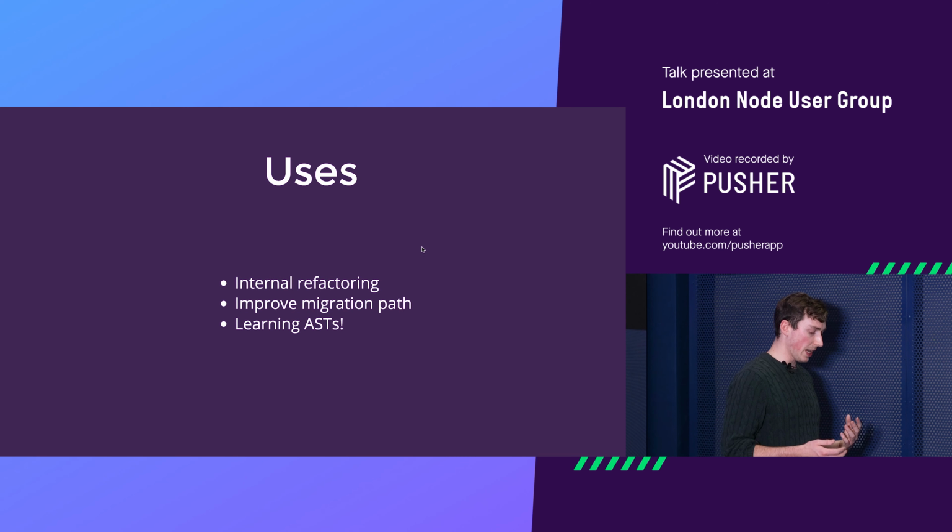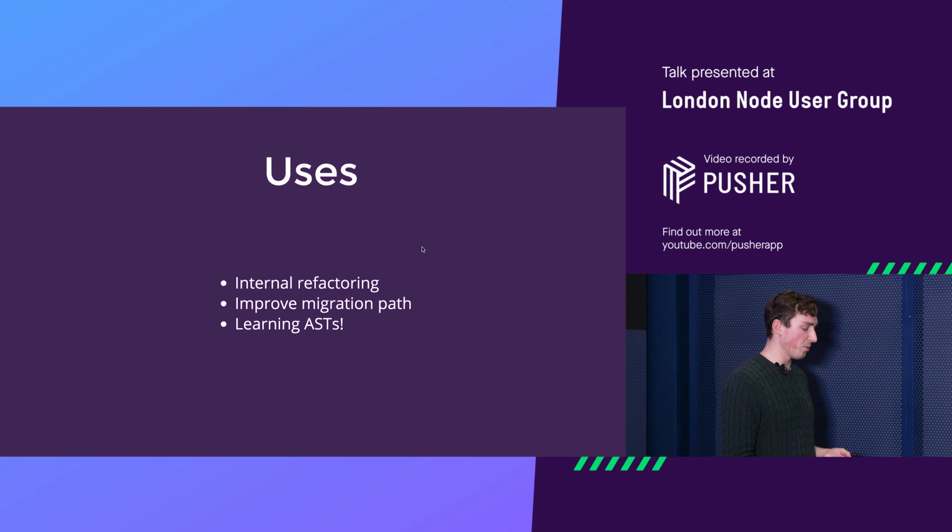So JSCodeshift is a great tool to write codemods by editing the AST. And there are loads of uses for it. Internal refactoring is a lot quicker and safer. If you have large code bases and you've written a transform, it's really quick to just run it, update all your code, and do a quick refactor on a large code base.